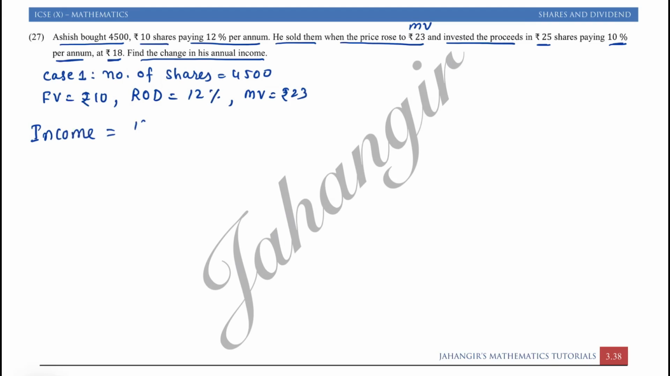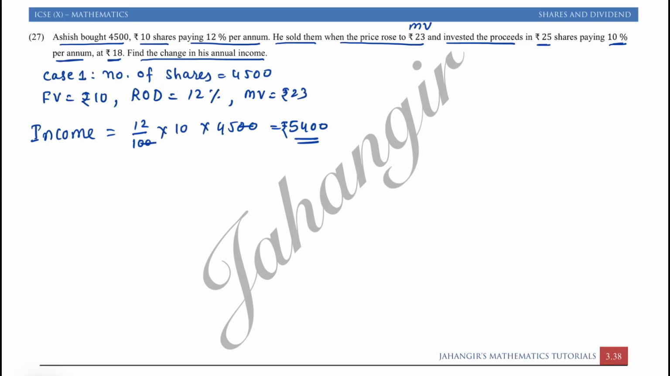is equal to ROD upon 100 into face value 10 rupees into number of shares 4,500. So the zero will get cancelled, and the two will get cancelled. The market value was 23, so cancelling, 45 into 12 is 540, so the answer is 5400. So this is the income in the first case.